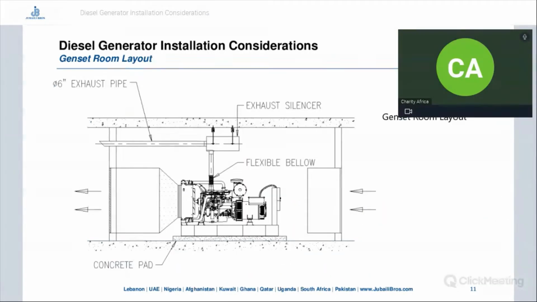The genset room layout. On this screen, you see a typical genset room layout. The genset is mounted on the foundation pad base frame that is isolated from the genset through flexible mounting, along with the ventilation system, the exhaust system, as well as the sound attenuators. Each of these components will be discussed in detail as we go along this session. On the next slide are the installation guidelines and important considerations on the proper genset room setup.